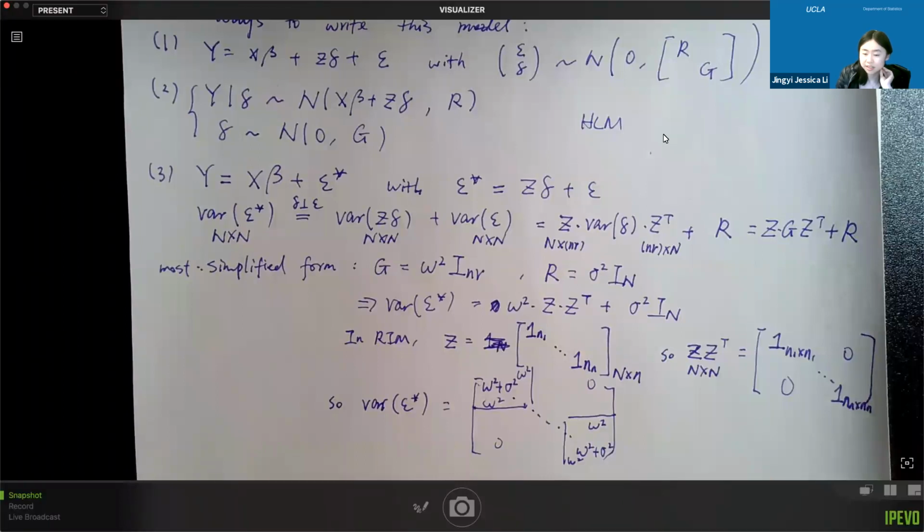So basically, this can be considered as a case of what we call a heteroscedastic linear model, which means that the random error terms are no longer IID with common variance, but there is dependence between random error terms within each group. Does that make sense?